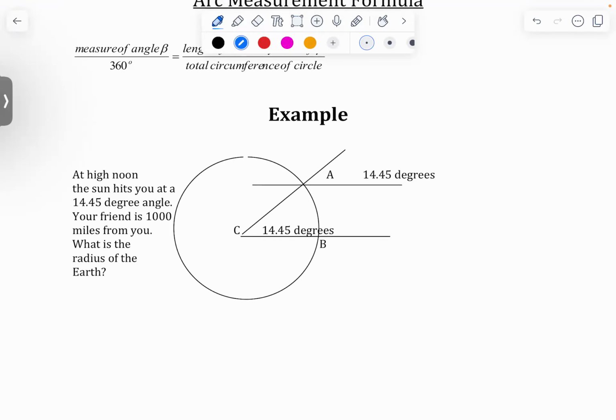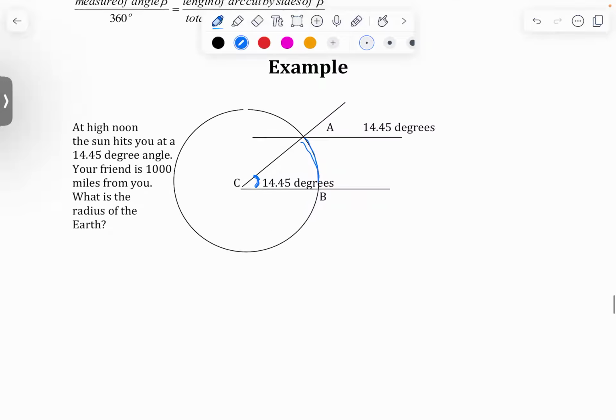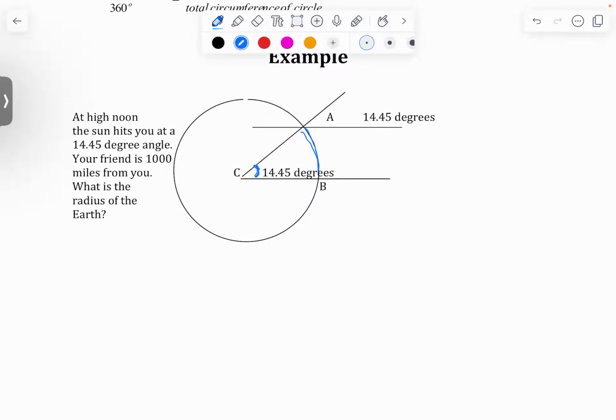So let's look at an example. At high noon, the sun hits you at a 14.45 degree angle. A friend of yours is 1,000 miles from you. What is the radius of the Earth? So I have this distance, that is the arc cut. And I'm told the angle of person A is 14.45 degrees. Well, using corresponding angles, that gives me the angle 14.45 degrees at the center of the circle.